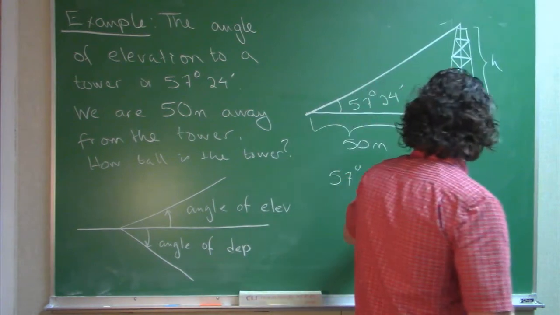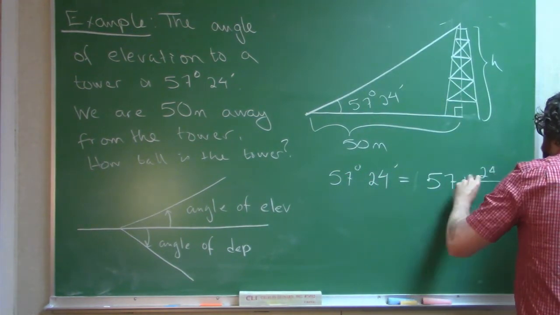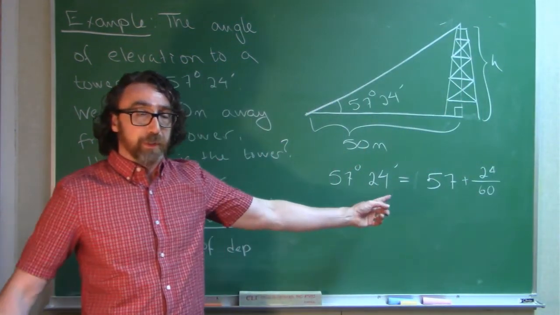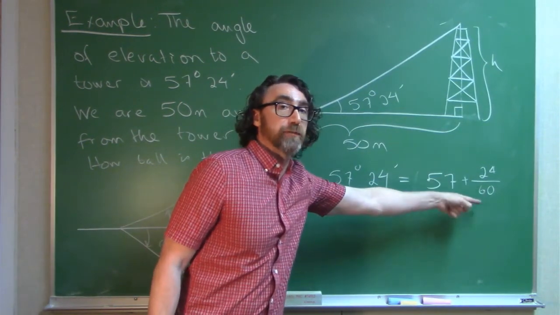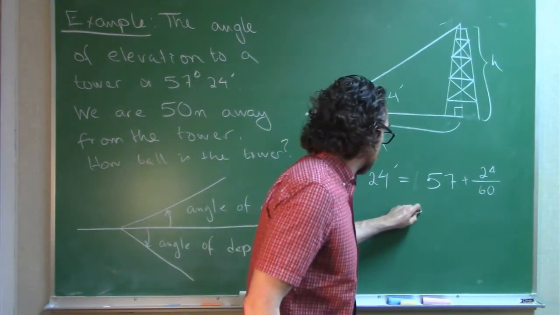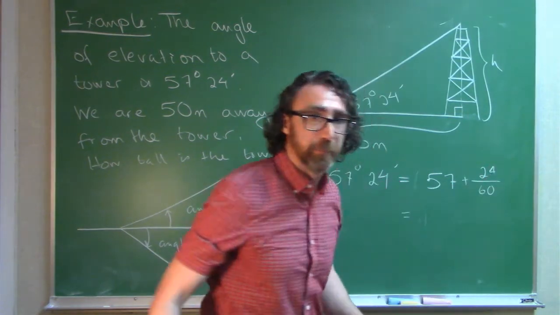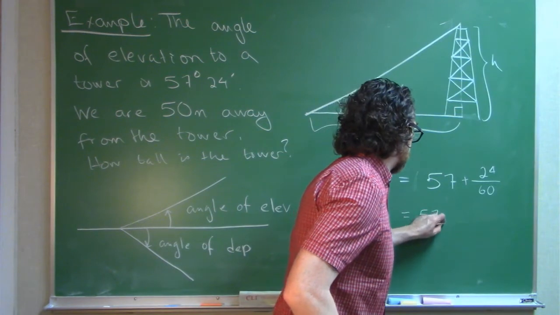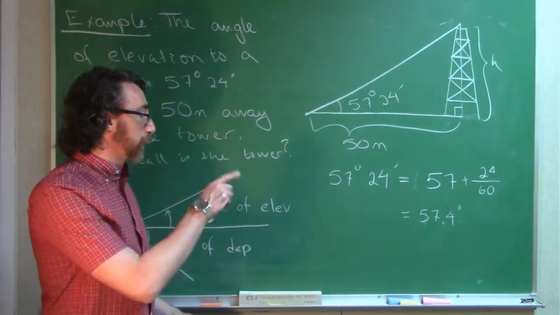Now, one thing to do here before we use our calculators with this angle: I'm going to convert it to decimal degrees. You remember how to do that from the video where we talked about calculators and trigonometry. You take your minutes and divide by 60, because there are 60 minutes in 1 degree. Take 24, divide by 60, it comes to 0.4. So 57.4 degrees. That's what I'm going to use in my calculator.